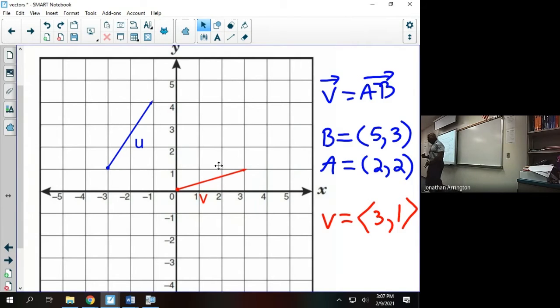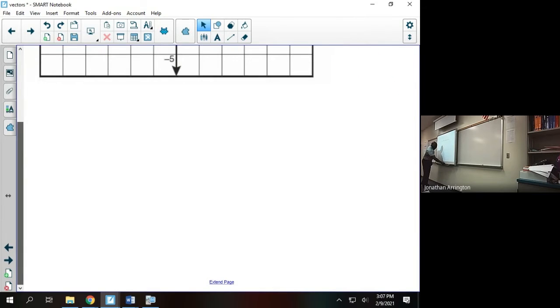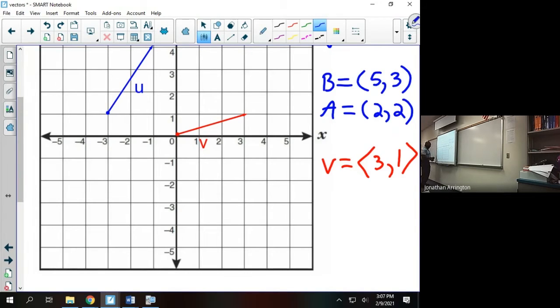And when you subtract, order is important. So if you notice, what I did is B minus A, or more precisely, the terminal point minus the initial point. So component form is terminal minus initial.